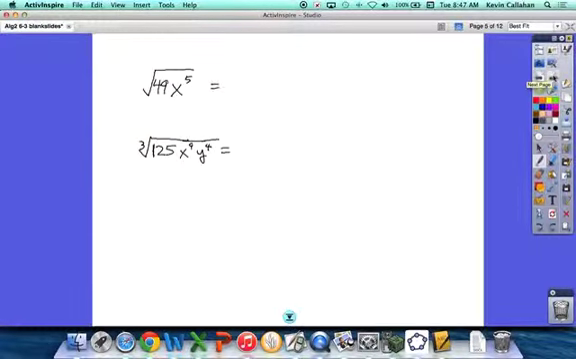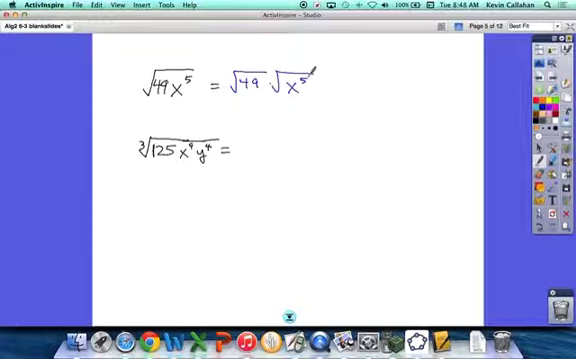Okay, now most of the time, you're not just going to have one variable underneath, or it's not necessarily variables. It's going to be some combination of numbers and variables inside, and you're going to have to address each one individually. Like in this one here, that's going to be the square root of 49 times the square root of x to the 5th. The square root of 49, we know, that's going to be 7.